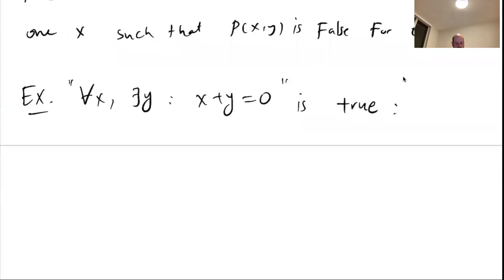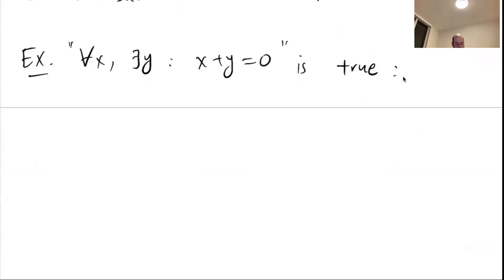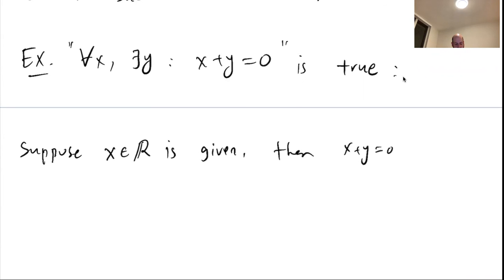Why is it true? How can I show it's true? It's true if for every x, p of x and y is true for at least one y. So again, I have to assume that some arbitrary x is given, because I have to show that this is true for every x, right? So suppose x belongs to R is given. Then x plus y equals 0 is true, right?